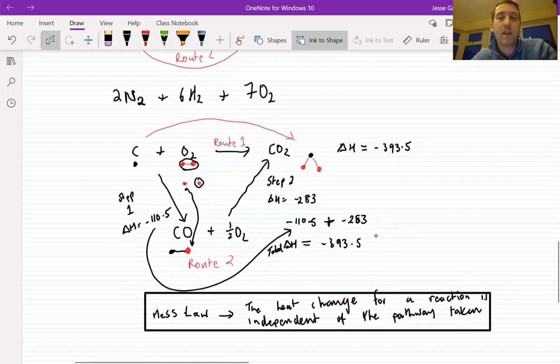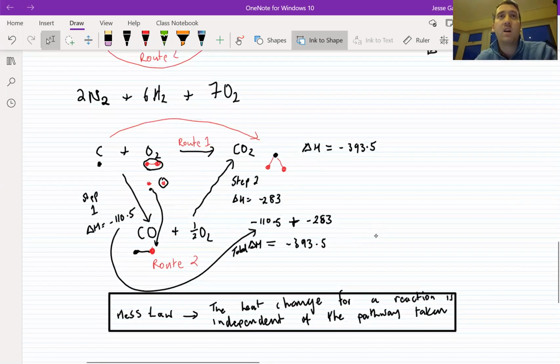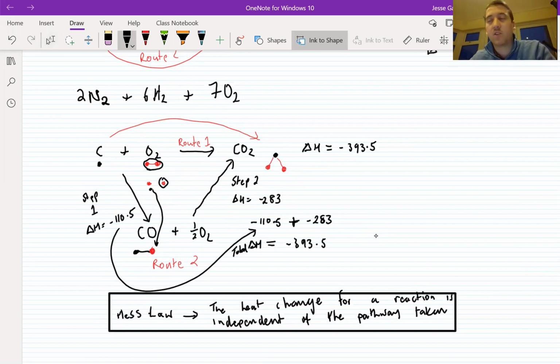Now, why might that be the case? Well, we might not physically be able, for some reason or other, to actually get in and measure the temperature change in a particular reaction. But often we can use numbers from different steps of the reaction to help us work out what the total energy change would be. Okay, so that's Hess's law: the heat change for a reaction is independent of the pathway taken.